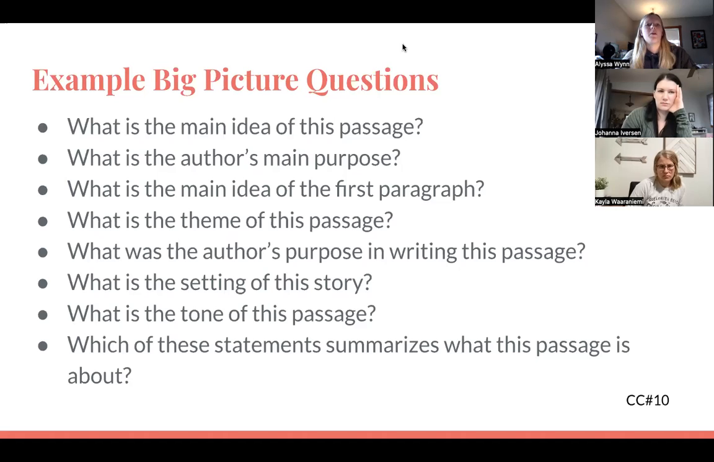Some examples of the big picture questions are: what is the main idea of this passage? What is the author's main purpose? What is the main idea of the first paragraph? What is the theme of this passage? What is the author's purpose in writing this passage? What is the setting of the story? What is the tone of this passage? And then, what do these statements summarize? Which of these statements summarizes what this passage is about?